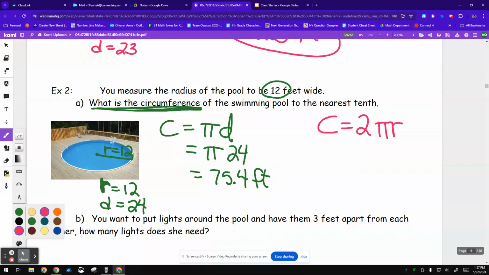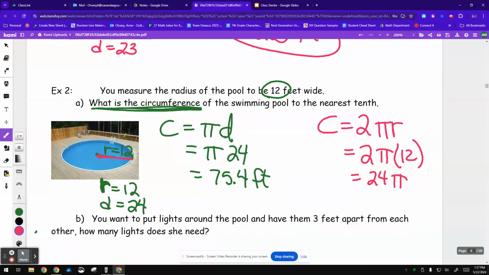Now, if you chose to use the formula C equals 2 pi r, I want to show you how that works. What's your radius? 12. So I could write C equals 2 pi times 12. What's 2 times 12? 24 pi. Look, same thing. It doesn't matter which formula you use, you just have to know the relationship between radius and diameter.